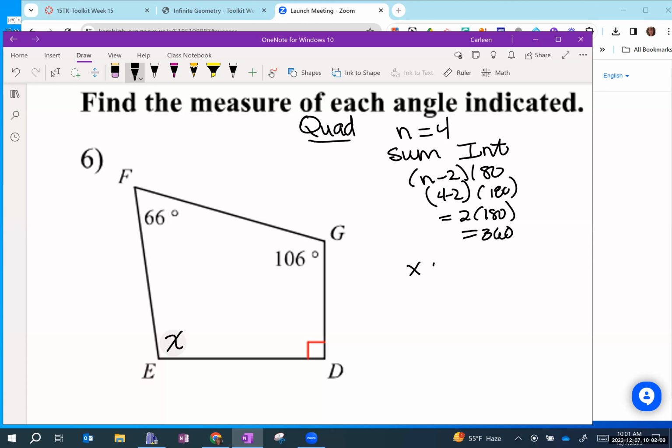Okay, so x plus 66 plus 106 is equal to 360. Is this correct? Or did I miss something? Yeah, I missed the 90, huh? Okay, x plus 66 plus 106 plus 90 equals 360.